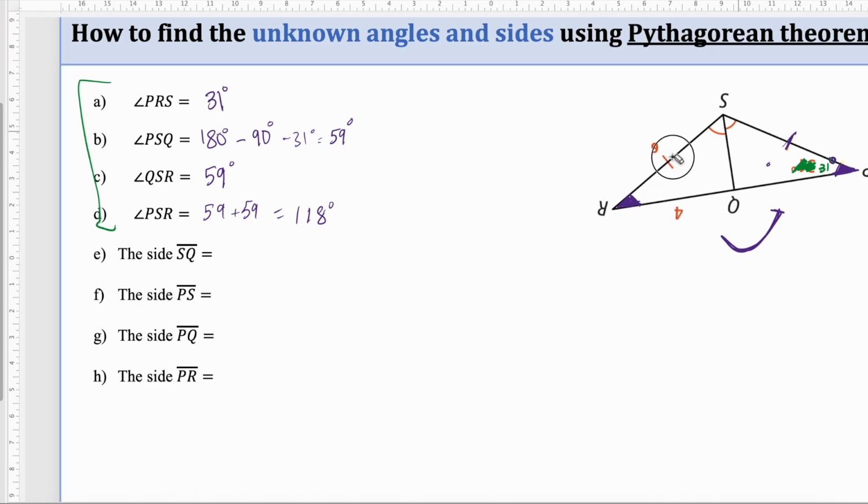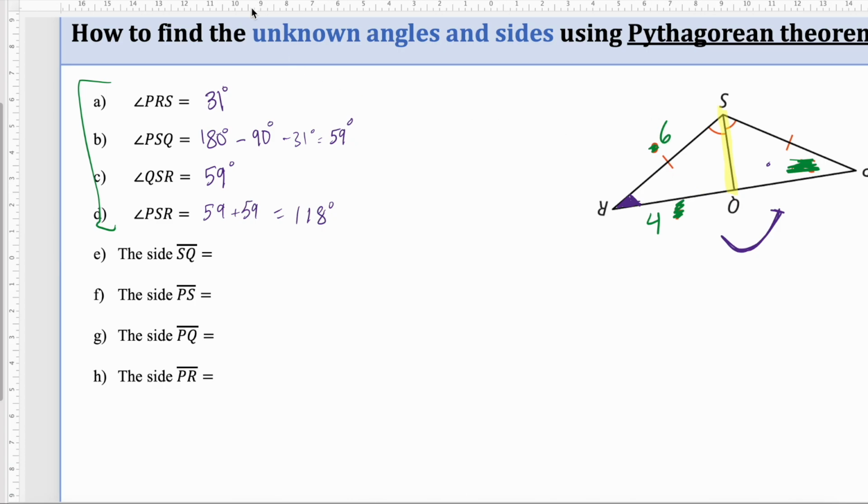We're done with angles, so erase all the angles, and show all the sides. Okay? Make sure you erase the angles. No more angles. And show the sides. This is 4 and this is 6. Okay? So they want the side SQ. Where is the side SQ? SQ is this side.